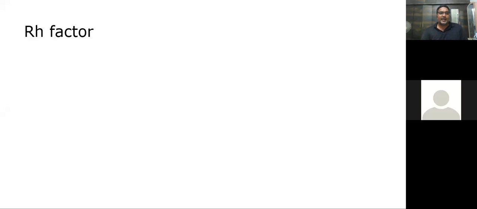Okay. So in general, we show Rh positive and Rh negative like this. When we talk about the inheritance pattern, we use the letter D. Capital D indicates Rh positive, and small d indicates Rh negative. Okay, so let me write here. This is Rh positive. This is Rh negative.